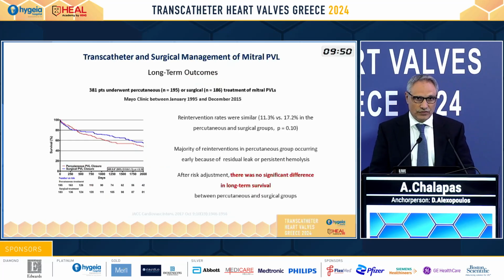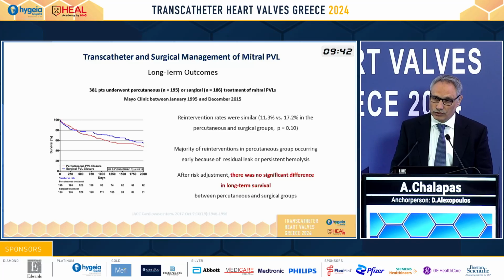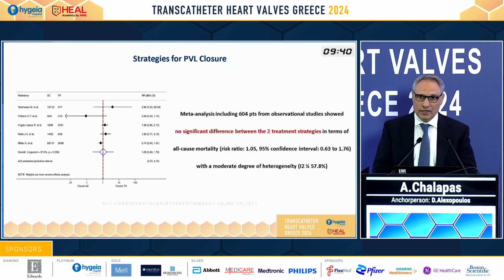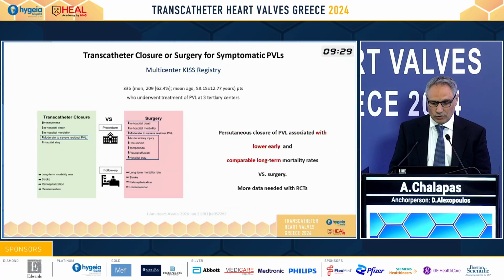This is a very nice observational study coming from Mayo Clinic showing similar recurrence regarding the reintervention rate between percutaneous and surgical approach. And based on meta-analysis of several observational studies, the long-term results regarding mortality and MACE are similar between surgical and transcutaneous approach. Very recently, a few weeks ago, we have the data coming from the KISS registry, almost 350 cases, which showed the early benefit of the transcutaneous approach regarding mortality and complications, with comparable long-term results.